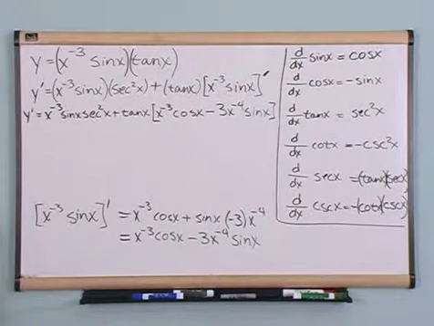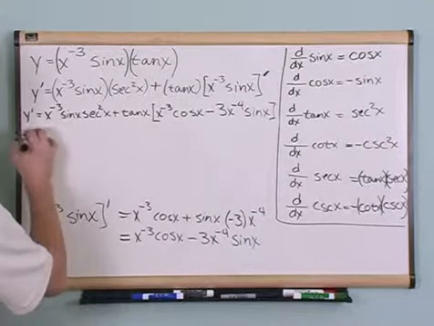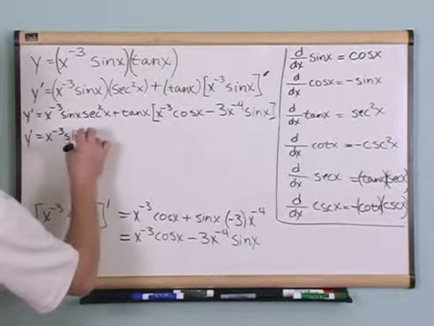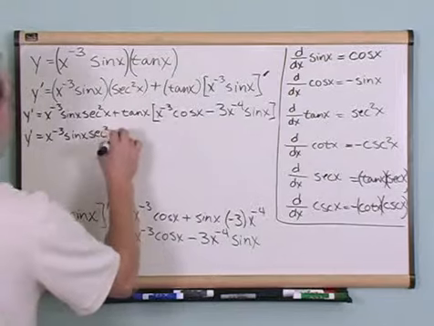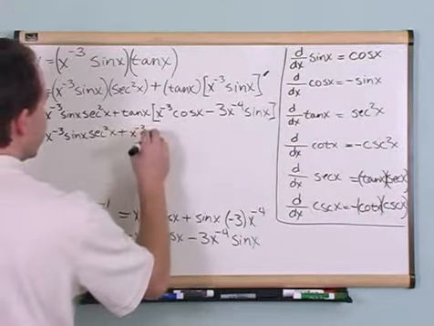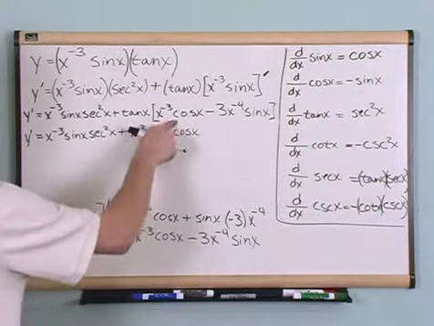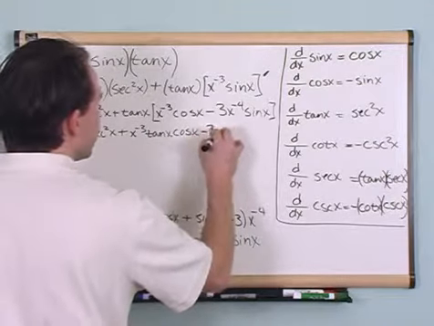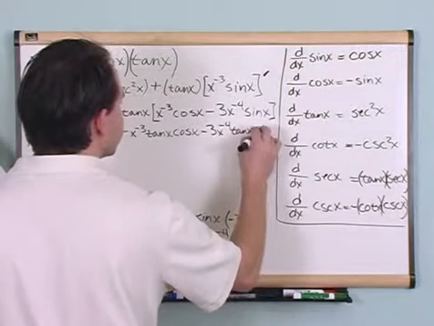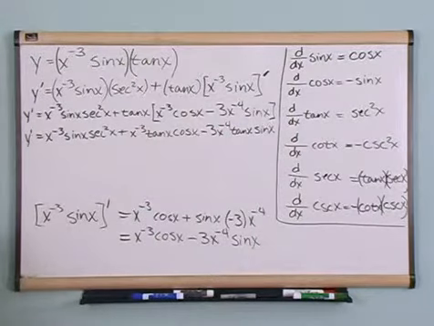So in the end, really all you're going to have is you can distribute this tangent in, and that's about all you're going to be able to do. So you have y prime is equal to x to the minus 3 sine of x secant squared of x plus, and then I'm just going to distribute this tangent in, x to the minus 3 tangent of x cosine of x, that's tangent distributed into this first term, minus 3x to the minus 4 tangent x sine of x. So this is the tangent distributed into the second term. And really that's the answer.